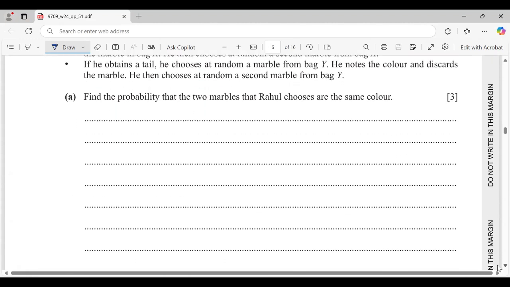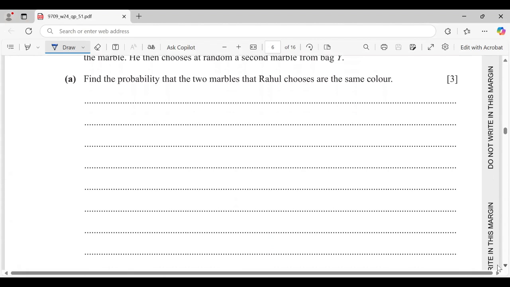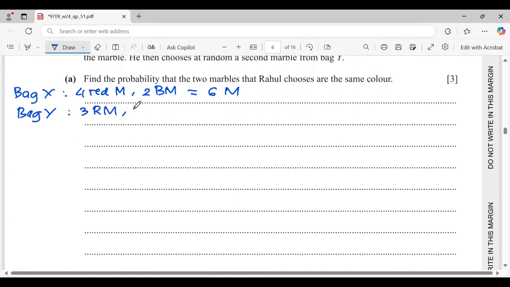Right. So bag X has four red marbles and 2 blue marbles. BM means blue marbles. So total 6 marbles. And bag Y has 3 red marbles and 4 blue marbles. So total 7 marbles.